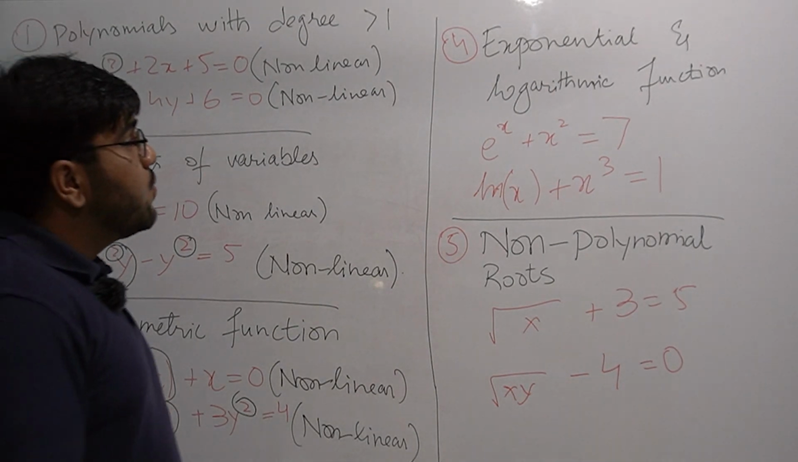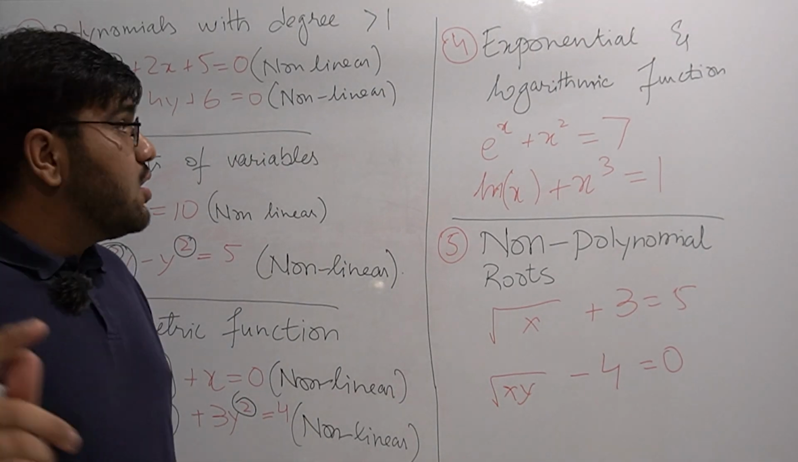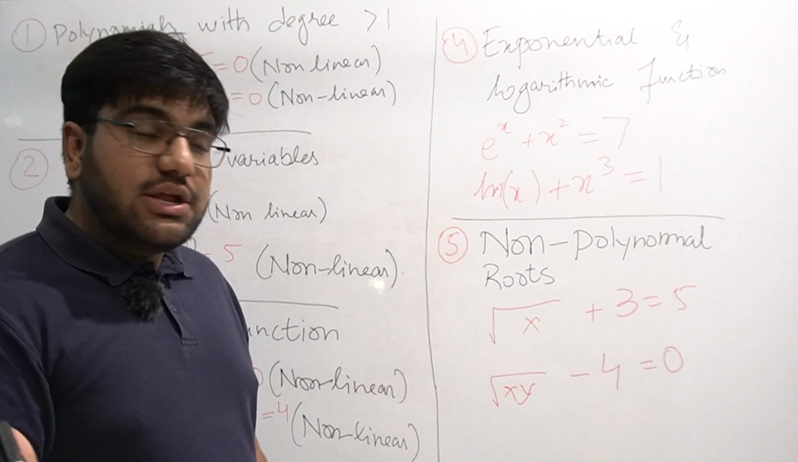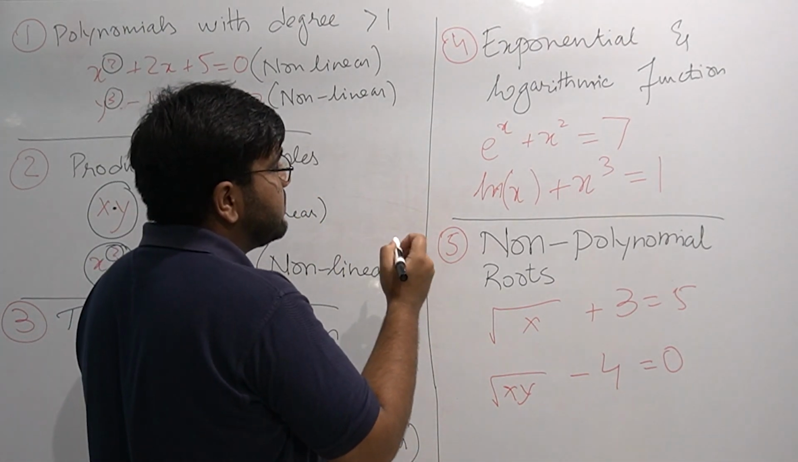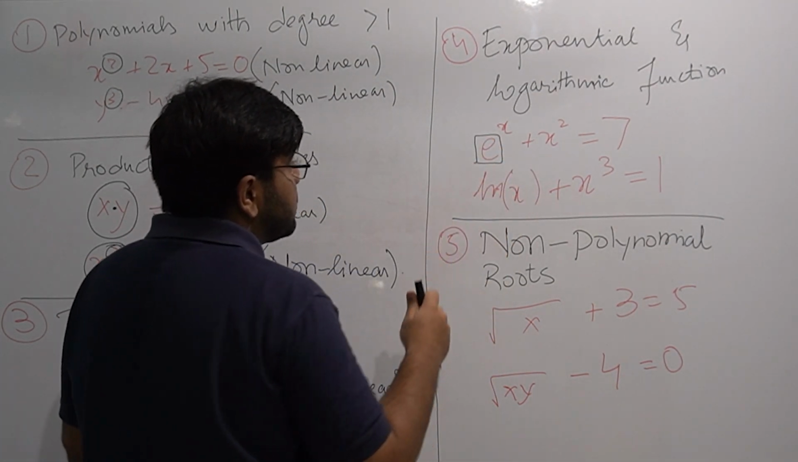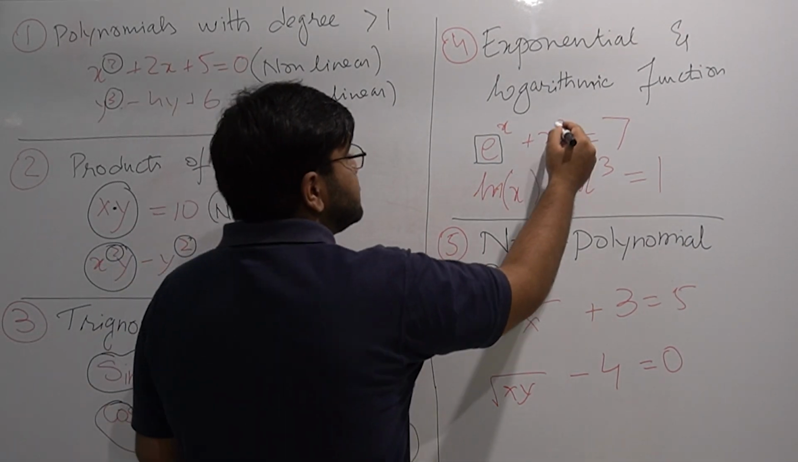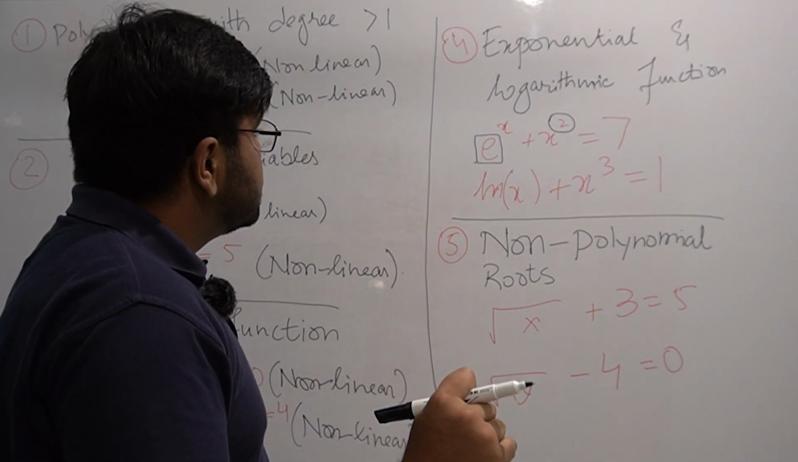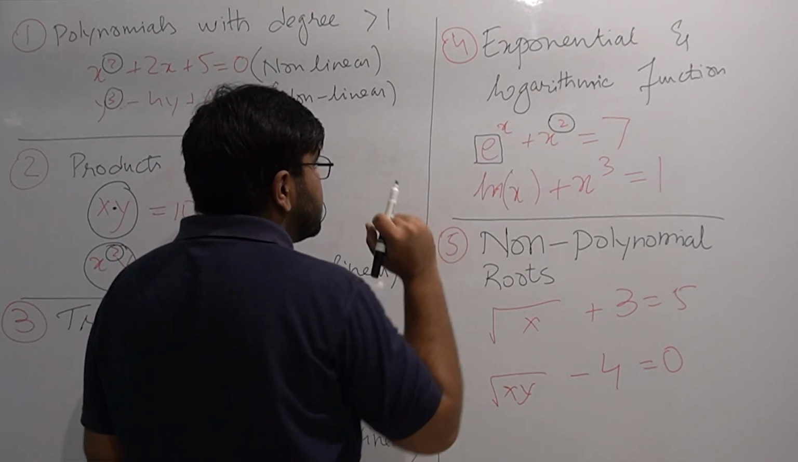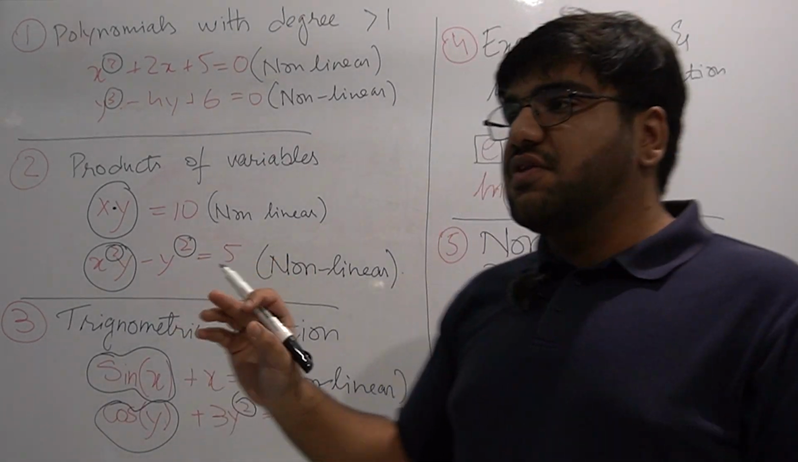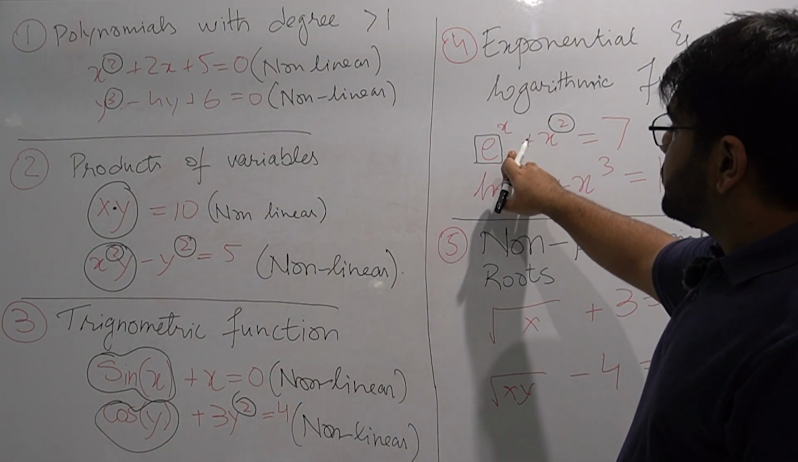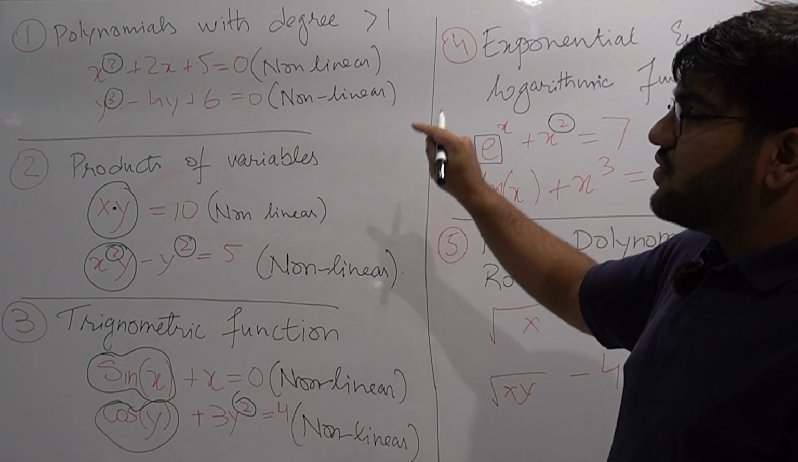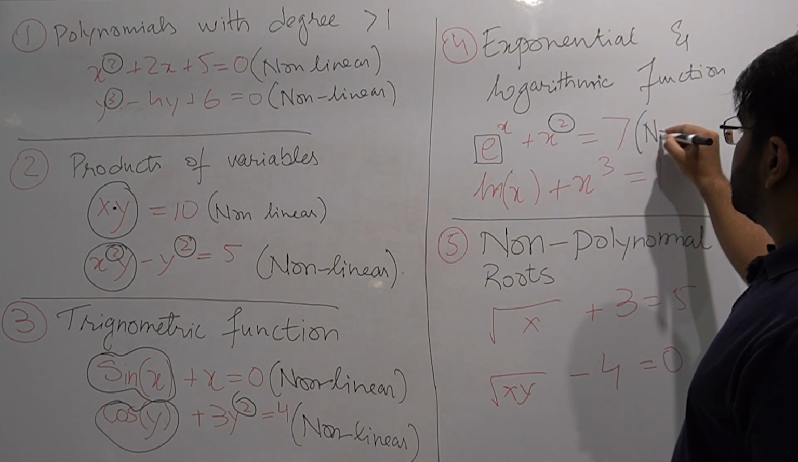Coming to the fourth point, the exponential and logarithmic functions. Any log function, natural log or normal log, or an exponential will render the equation non-linear. The first example has an exponential, and also the degree of x is square, which means the degree is greater than 1. If an equation satisfies any one of these points, either the logarithmic or exponential function, or the degree, the equation is non-linear.